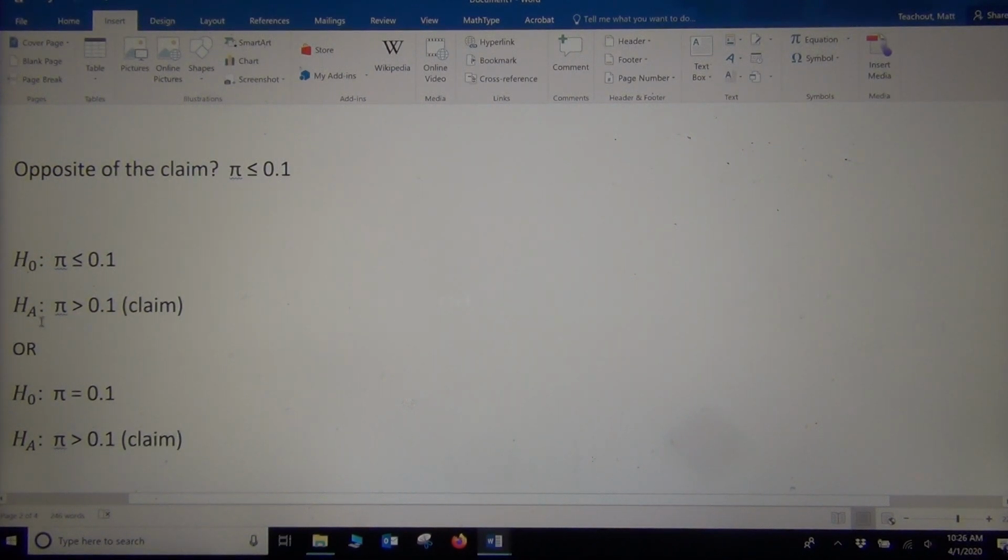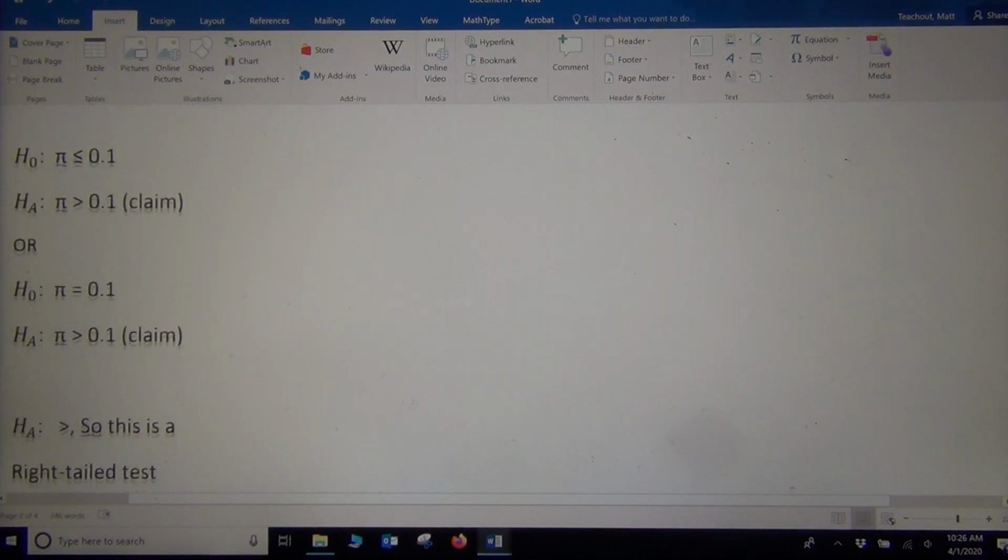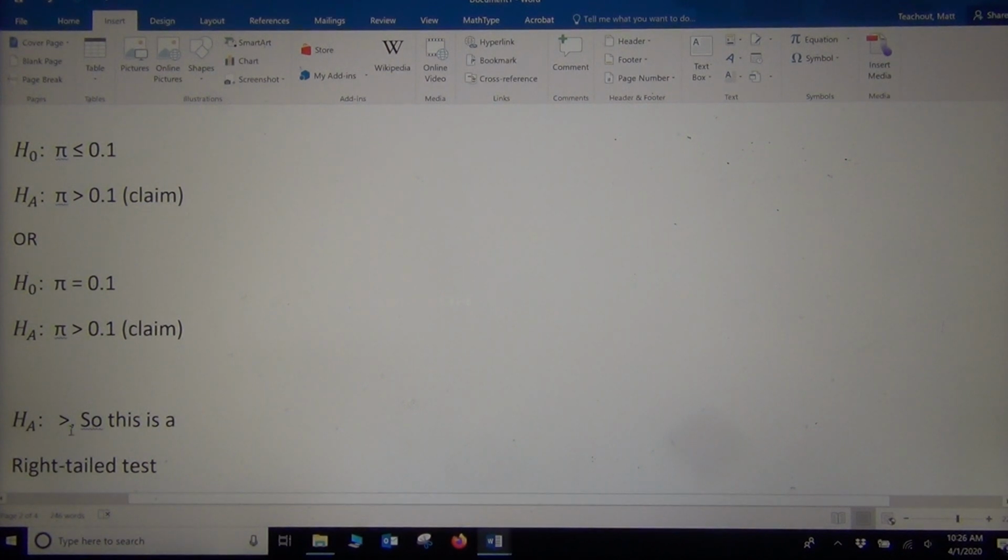Remember, the HA is the one that's going to decide the test. So in all actuality, in terms of the numbers being calculated, these two are really the same test. Since our HA is a greater than, remember greater than points to the right, always the sign in the HA is what tells you, not the claim, not the null. The HA sign tells you the tail. So since HA is a greater than, it points to the right, that would be a right-tailed test. So since our HA was greater than, this is a right-tailed test.